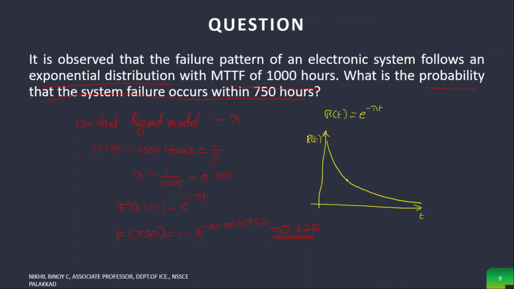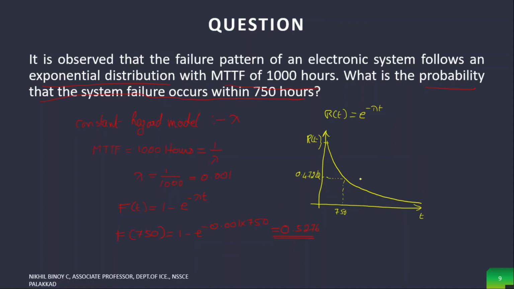So you can see that if this is 1, then the probability of failure at t equal to 750 is 0.5276, meaning more than 50% have failed. After 750 hours, more than 50% have failed, meaning reliability is only 0.4724. Only 47% of components survive after 750 hours. More than 52%, almost 53% of components have failed.